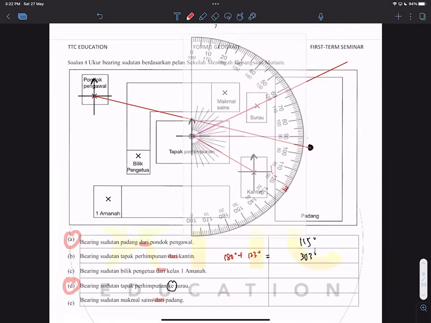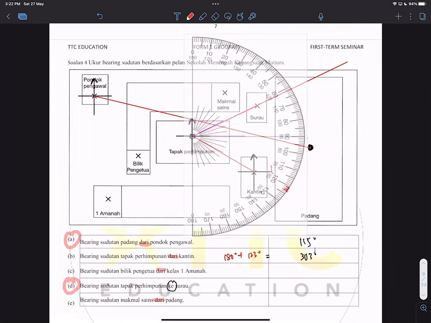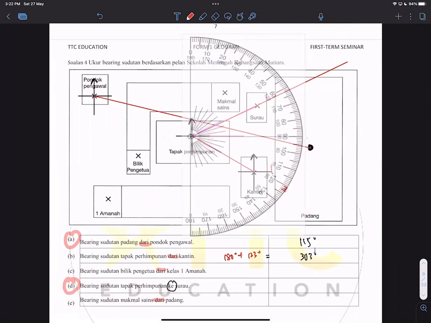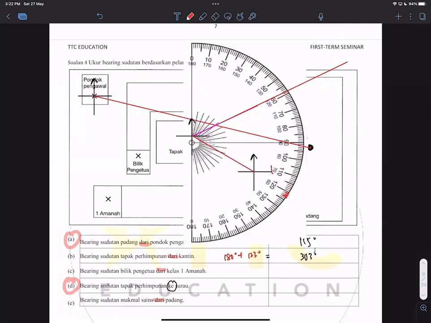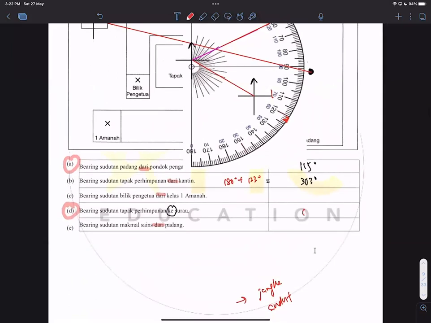So this is 60. Can you guys try to read from my screen? In between 61 and 62, right? Yeah, 62, 61 still acceptable. Okay, so this is the 61 or 62 degree.